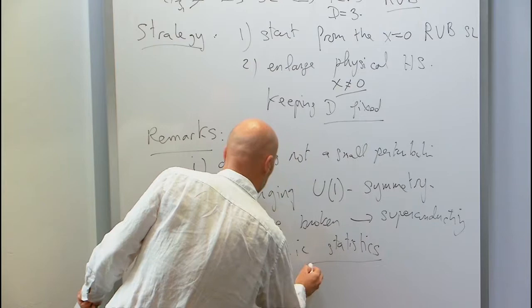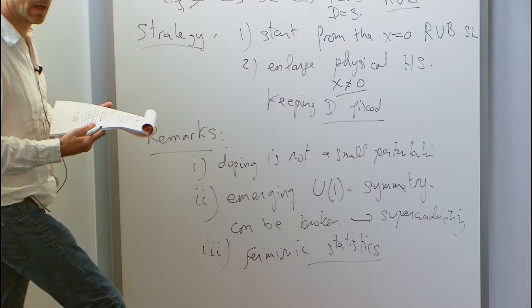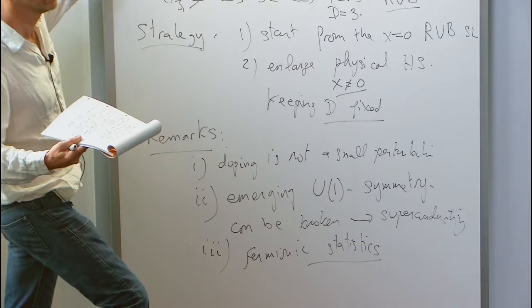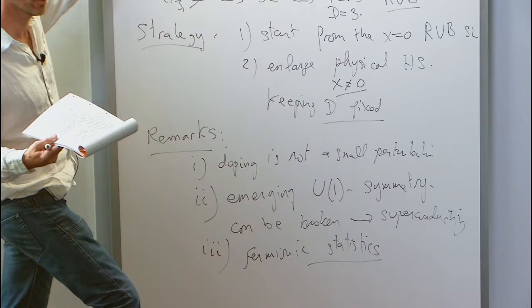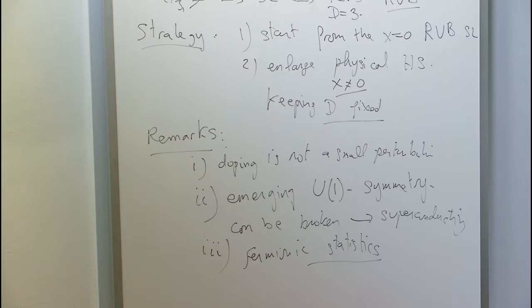So even though we start with a bosonic type of state at zero doping, we basically have to introduce a fermion character, and the easiest way to do it is to first rewrite the RVB state in the insulating phase using the fermionic representation. And then it would be very natural to extend the state at finite doping. Okay, so that's basically the strategy.